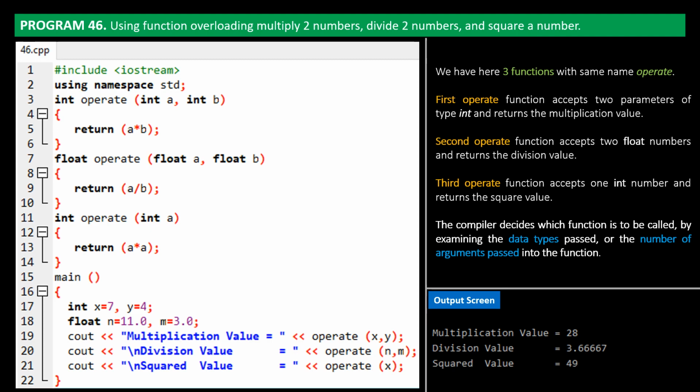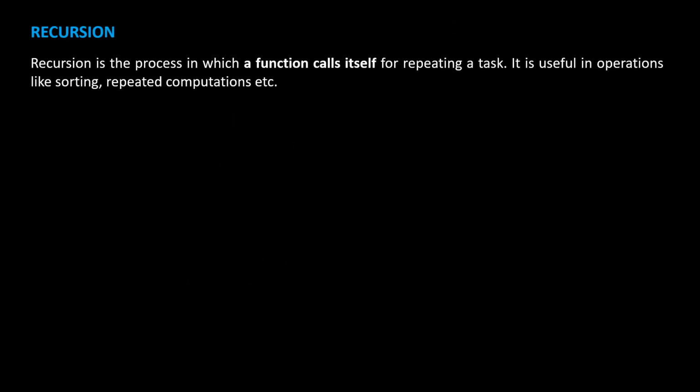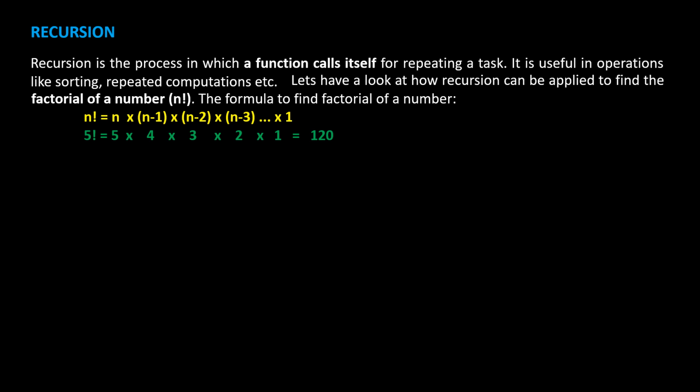Next is recursion. Recursion is the process in which a function calls itself for repeating a task. It is useful in operations like sorting, repeated computations, etc. Let's have a look at how recursion can be applied to find the factorial of a number, n factorial.